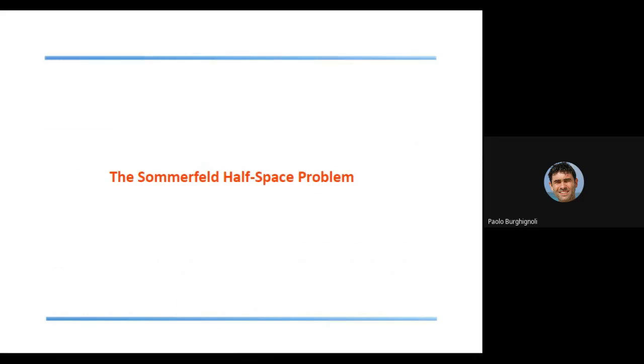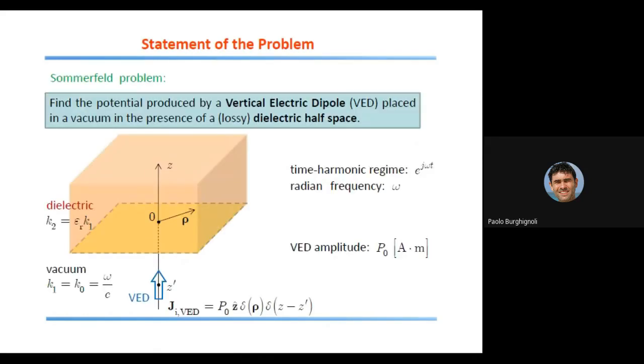Well, perhaps this is the simplest planar multi-layer configuration, besides, of course, free space. In Sommerfeld problem, we need to find the potential produced by a vertical electric dipole, VED, which, as you can see in this slide, is placed in a vacuum in the presence of a generally lossy dielectric half space. So you see here the vertical electric dipole is placed at the abscissa z prime along the vertical z direction.